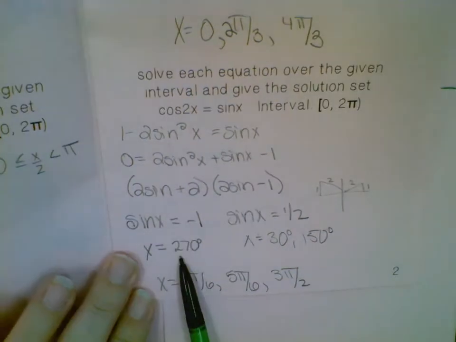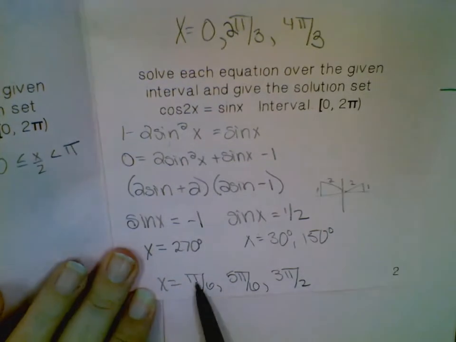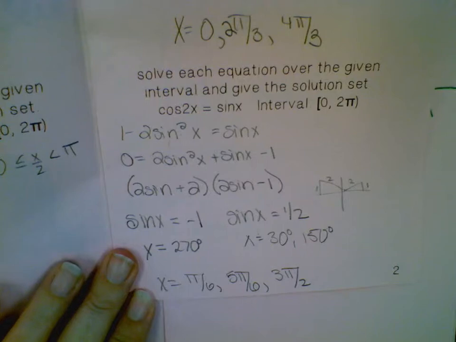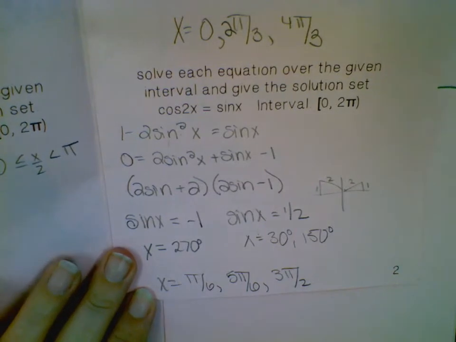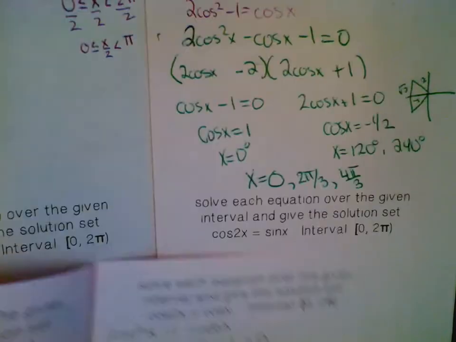So from the first half we get 270. The second half is 1/2, so 30 and 150. And then I changed them all to radians. Remember, write down if you have questions, if you didn't understand something that happened in that one. Okay, so let's move on to page 3.